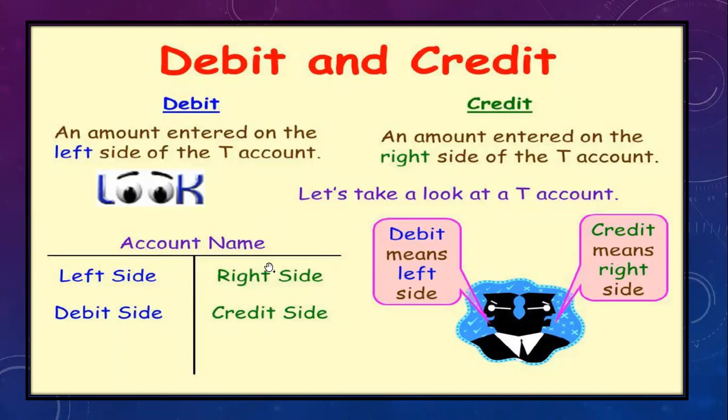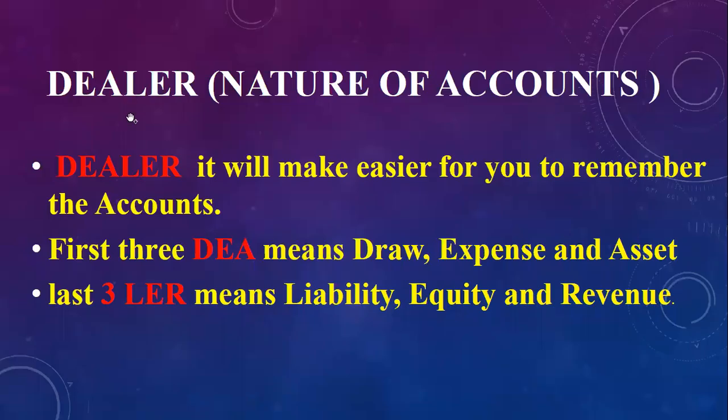This is just a simple point that you have to remember: your right hand side is credited and your left hand side is debited. Clear? I proceed. You have to deal with the nature of accounts, and to deal with the nature of accounts we are using a word, DEALER. Okay? You heard me say AELCR earlier. I had written that before. In AELCR, in place of C I used E here, which is equity. Equity and capital are synonyms of each other.